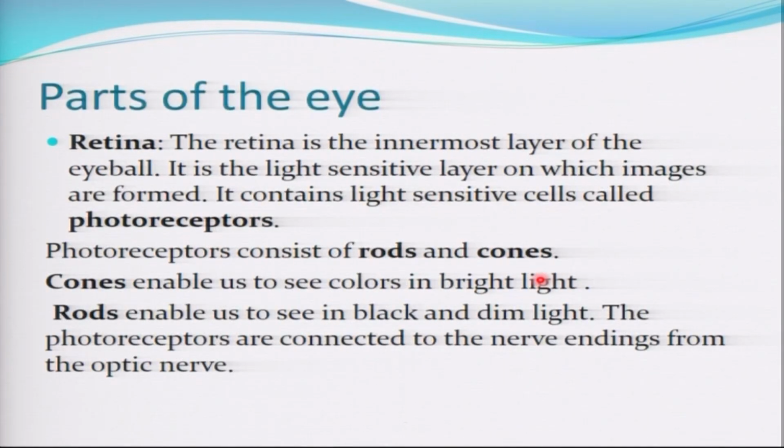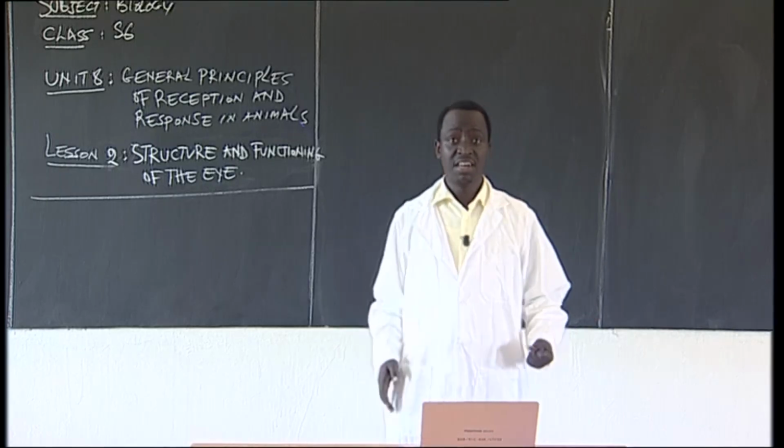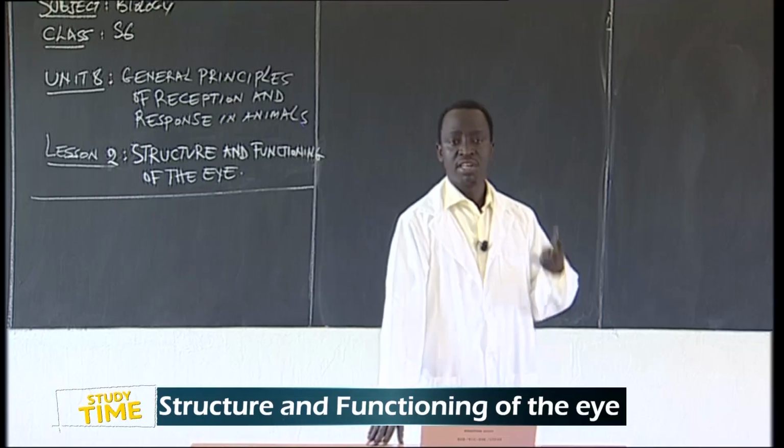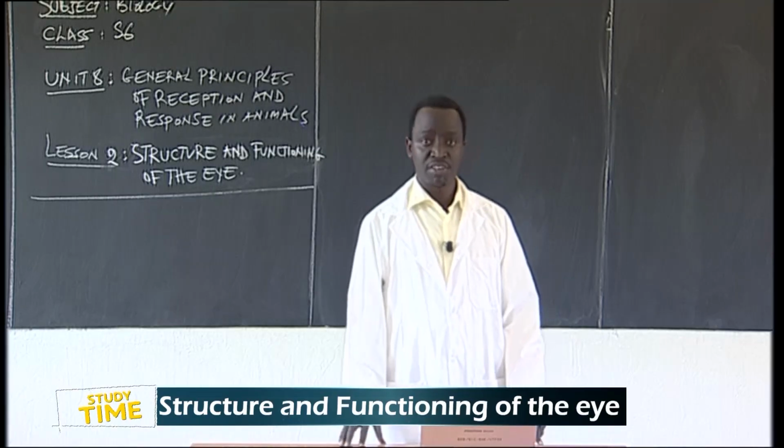Now, photoreceptors, there are two. We have what you call rods and what? And cones. Those are two photoreceptors found on what? On the retina. Cones are able to see the colors, different colors. You can see red, you can see blue. The cones are the ones that help you to see those different colors.